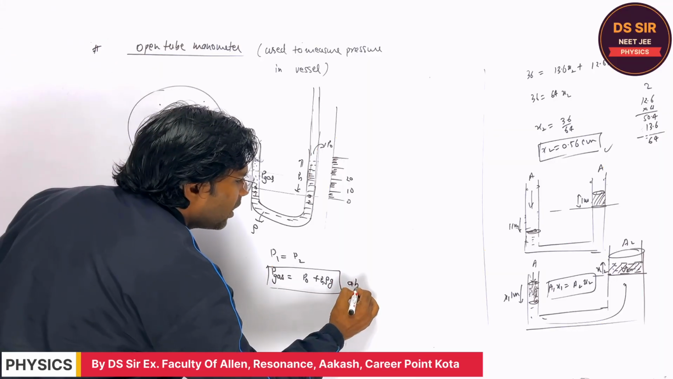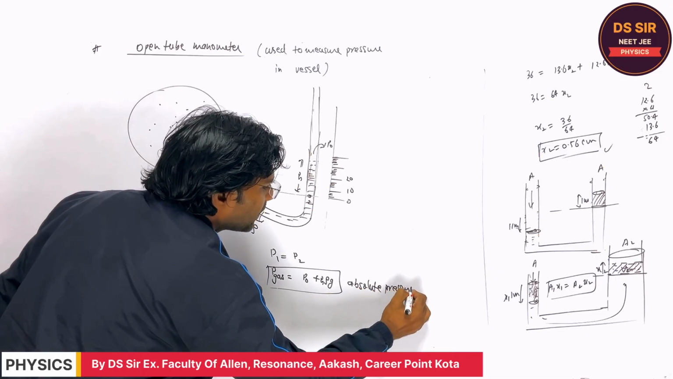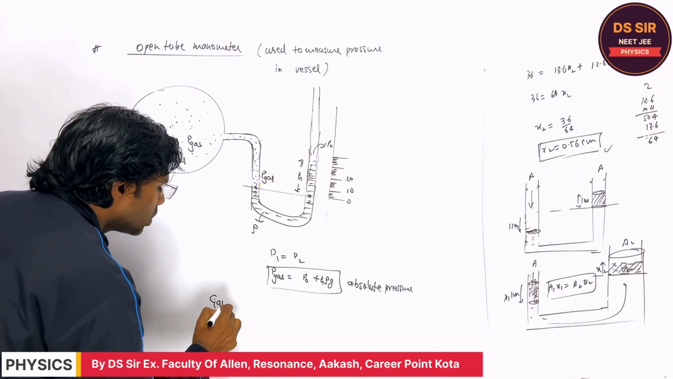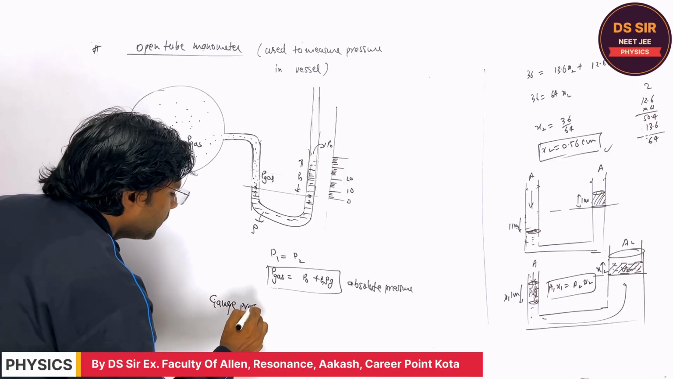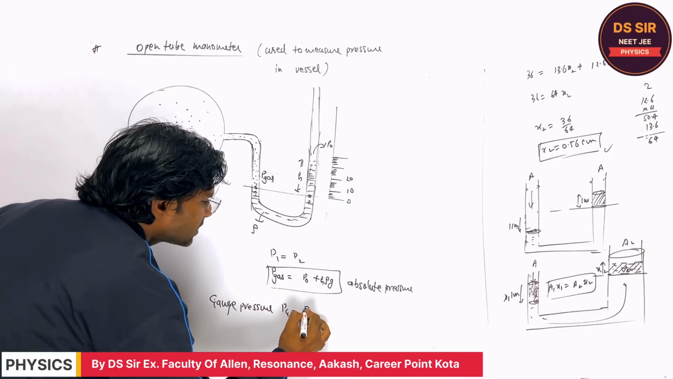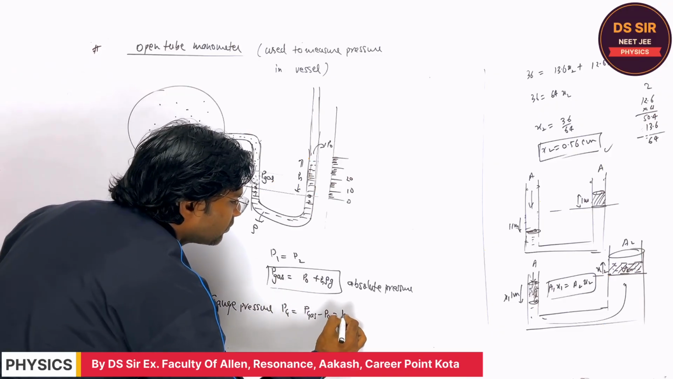This is the absolute pressure. Absolute pressure means exact pressure. Sometimes they ask the gauge pressure. Gauge pressure, right? What is the gauge pressure? It is the excess pressure of the gas above the atmospheric pressure.